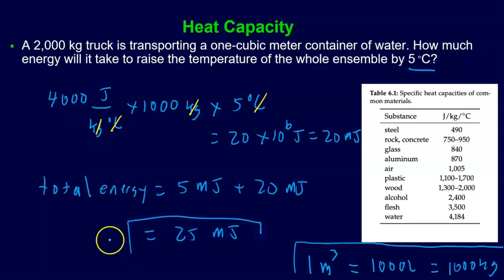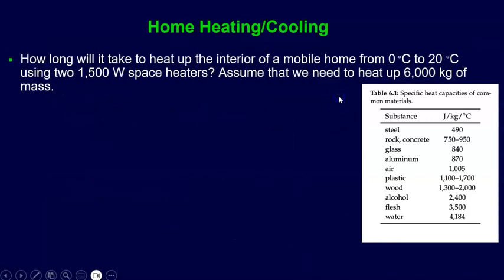25 megajoules. And just one thing to note here is that the water took much more heat to increase its temperature. If you see here on the chart, water has got one of the highest specific heat capacities, probably the highest that we'll generally deal with. So it really takes a lot of energy to raise the temperature of water. Just something to note.